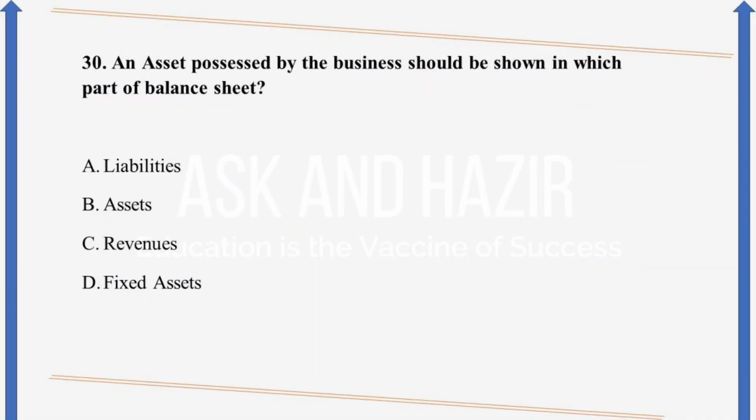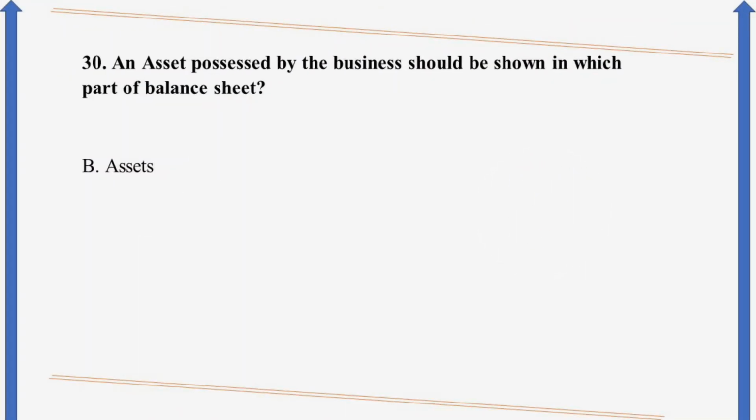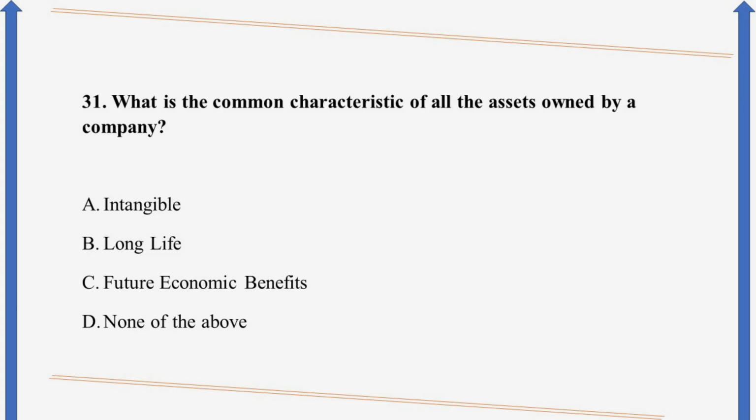30. An asset possessed by the business should be shown in which part of balance sheet? Liabilities. Assets. Revenues. Fixed assets. Answer, B. Assets.